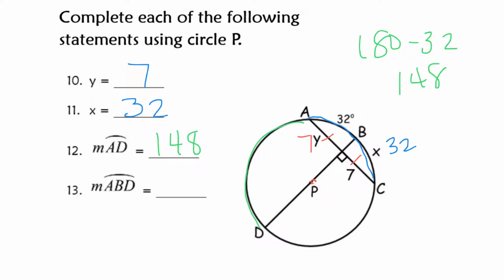And then the last one here, arc ABD. So 3 points. I'm going the longest way around. So A to B to D. So that's going to be 180 plus 32 gives me 212.